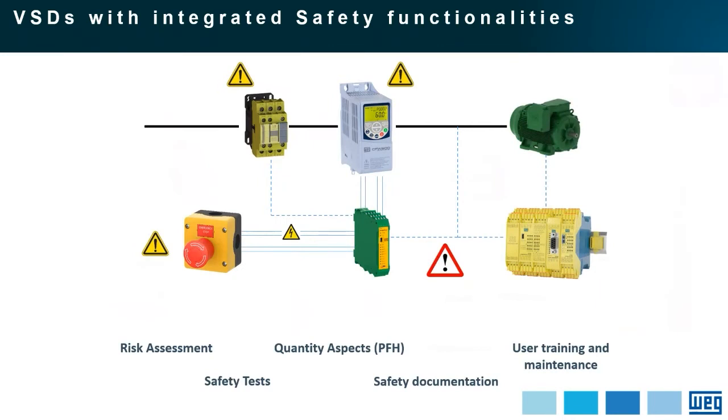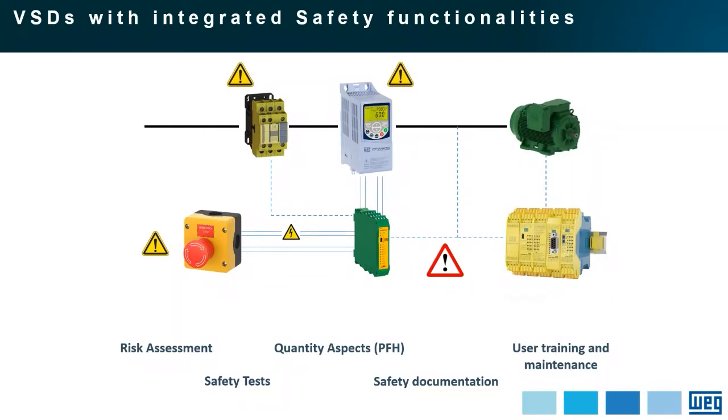So as we spoke, with more and more safety devices it will be more difficult to make some analysis of the system. That includes, for example, the risk assessment and all the safety tests required to approve this machine. It's very complicated to make all the quantitative aspects, which means the statistics to calculate the probability of dangerous failures per hour. All the safety documentation will also be hard to do with so many components, including the user training and the proper maintenance of this machine.